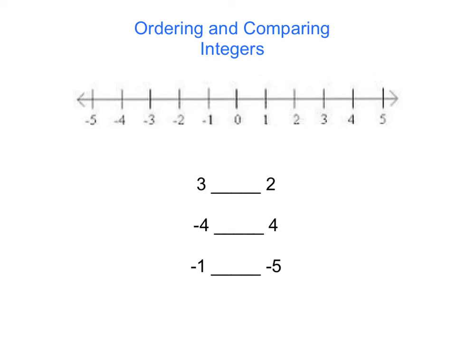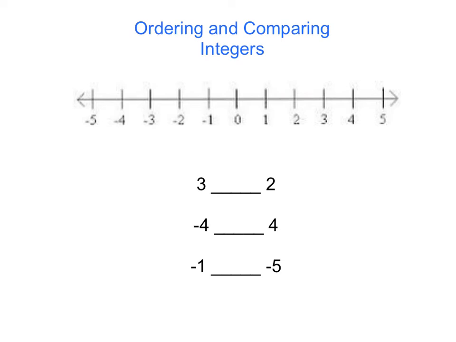The next thing we want to look at is how to compare or order integers. If we are comparing two integers, we're going to look at them on the number line and decide which is greater. The numbers on the right-hand side are going higher. Those are the positive numbers. The numbers to the left of 0 are negative. As you move to the right, your numbers are increasing. As you move to the left, your numbers are decreasing.